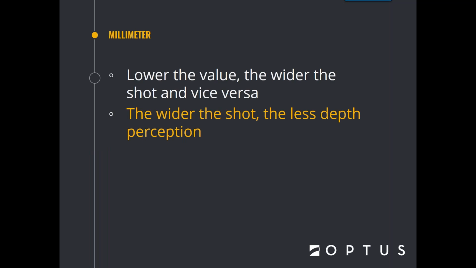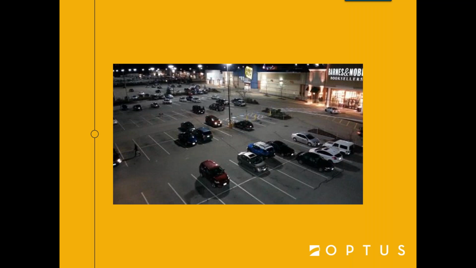Fourth, millimeter. Every lens is going to have a millimeter rating. You're going to see this on the spec sheets. If you look at a surveillance camera spec sheet, it will have a millimeter rating. Fixed lenses are going to range from around 3 millimeters to 8 millimeters, and with varifocal you're going to see 2.8 to about 12 millimeters. Those are industry standards.